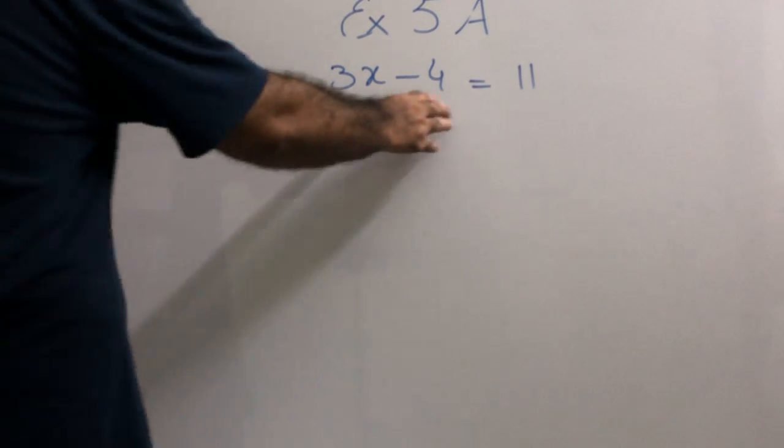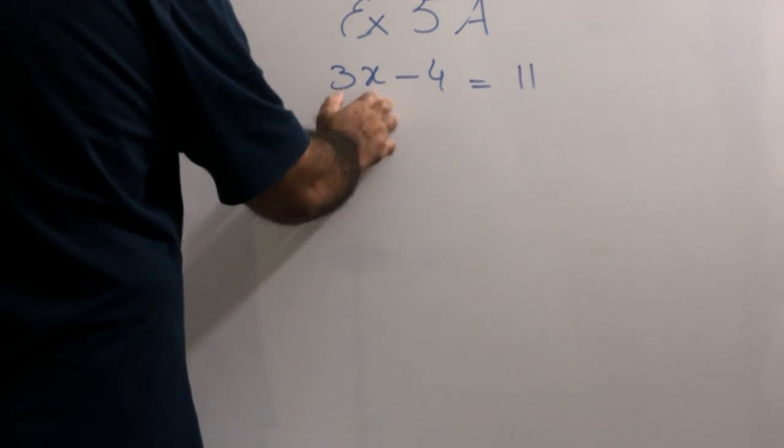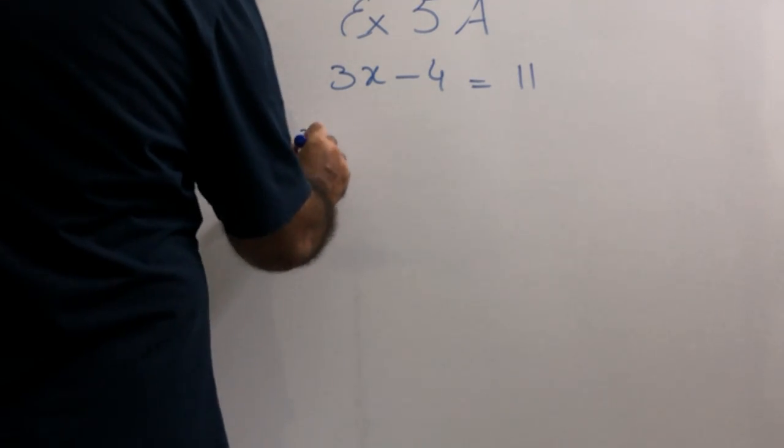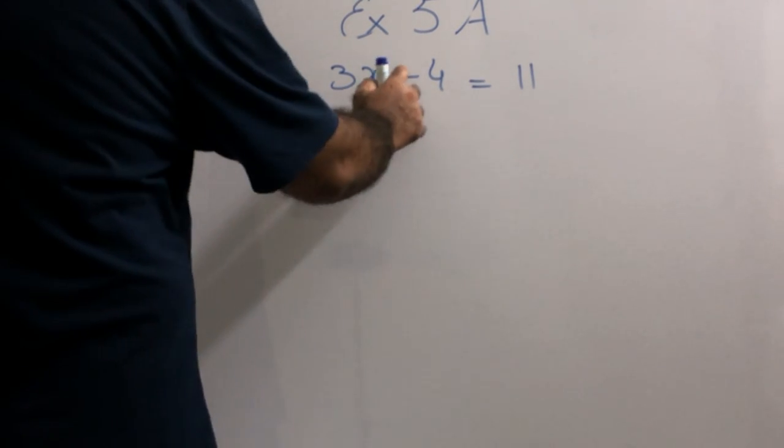Okay, because on this side we need x alone. Okay, so what to do is write it like this. It is minus 4.